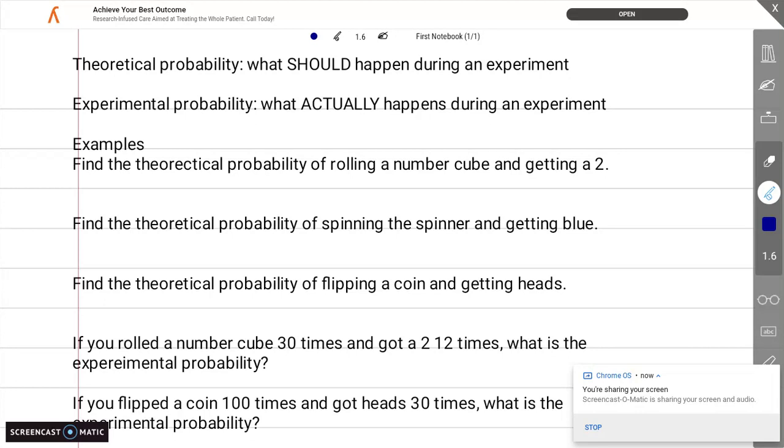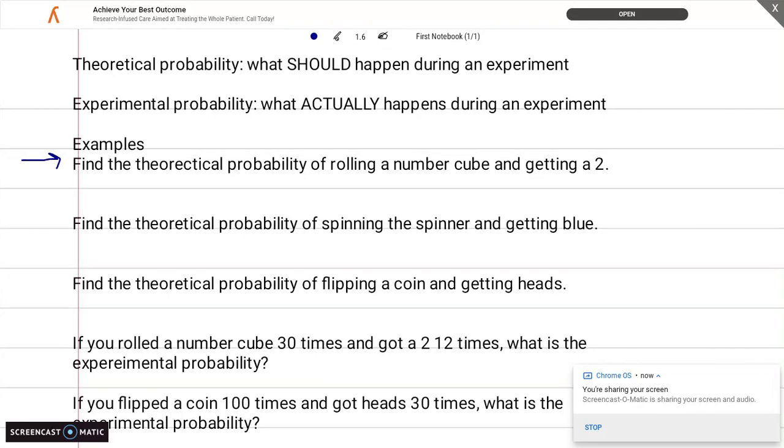And then our experimental probability. That is when you actually do the experiment. You're actually flipping the coin or rolling the number cube or whatever it is. So that's what actually happens during the experiment. Are they always going to be the same? No. Could they? Yes. So let's jump right into examples.